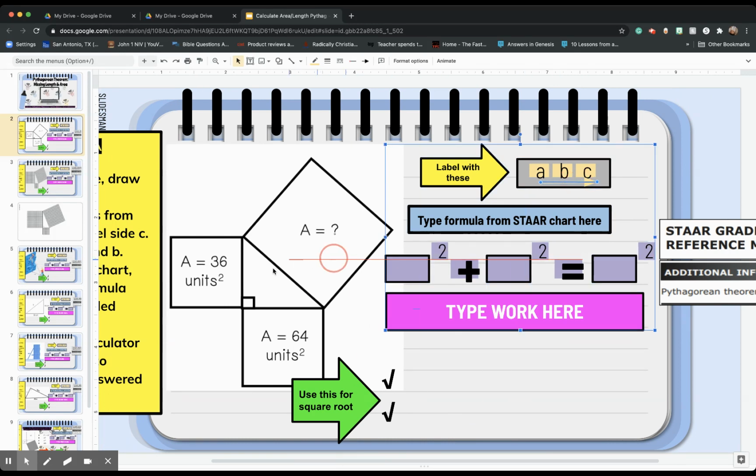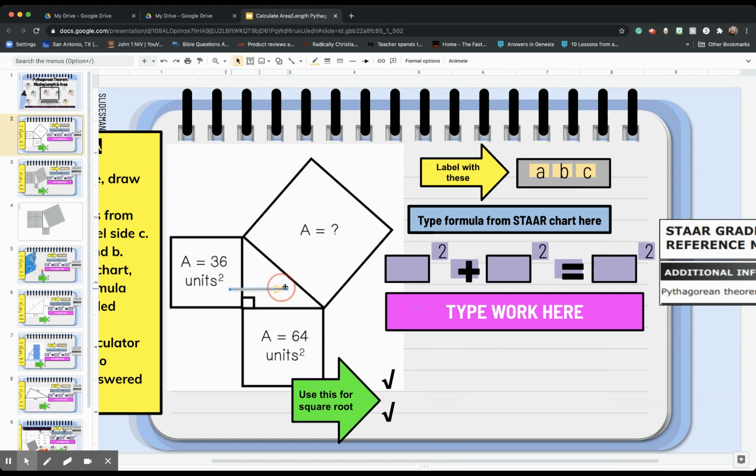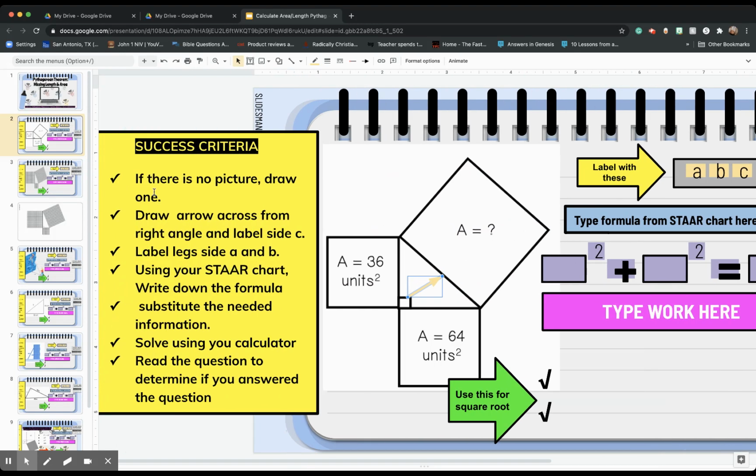So I'm going to grab the arrow, and I'm going to move it there because it says if there's no picture, draw one. Well, we have a picture. And the second one's to draw an arrow across from the right angle and label that side C. So I'm going to come over here and grab C and put it right there.